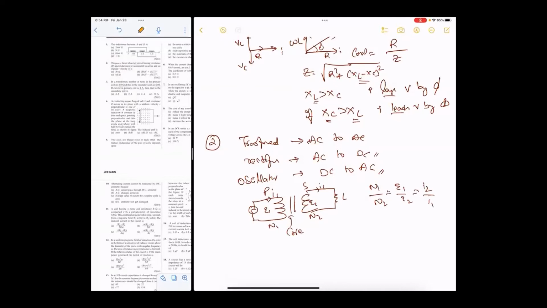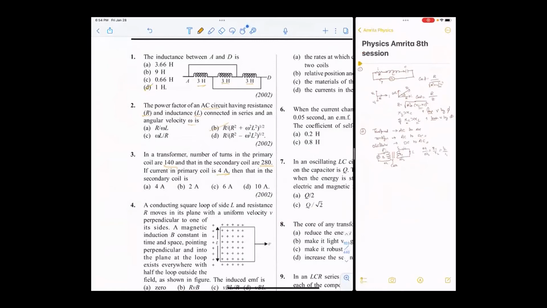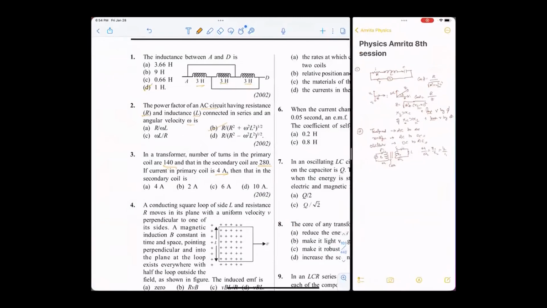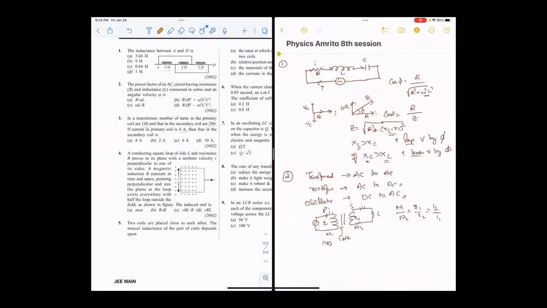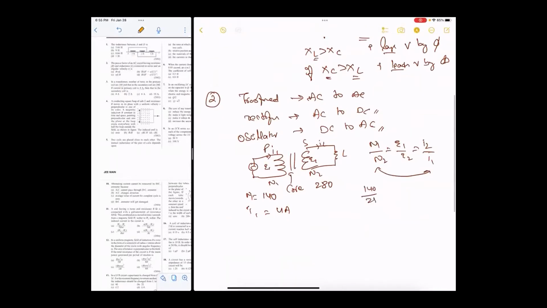So in the question, the data given: N1 is 140, primary is 140, and N2 is 280. The current in primary, I1, is equal to 4 amperes. Now, is it easy for you how to calculate I2? Use these two relations. N1 is 140, N2 is 280, I2 we don't know, I1 is 4. 2s are. I2 is how much? 2 amperes. Easy?